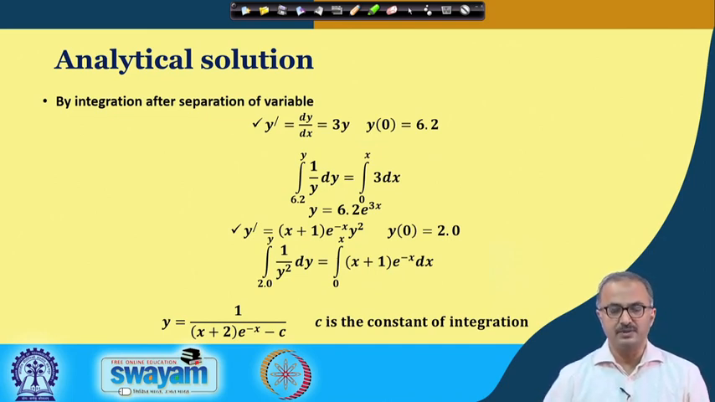So, with these simple integrations you can obtain, after some rearrangement, y in terms of x, where c is the constant of integration that can be found easily by knowing the value of this particular thing.